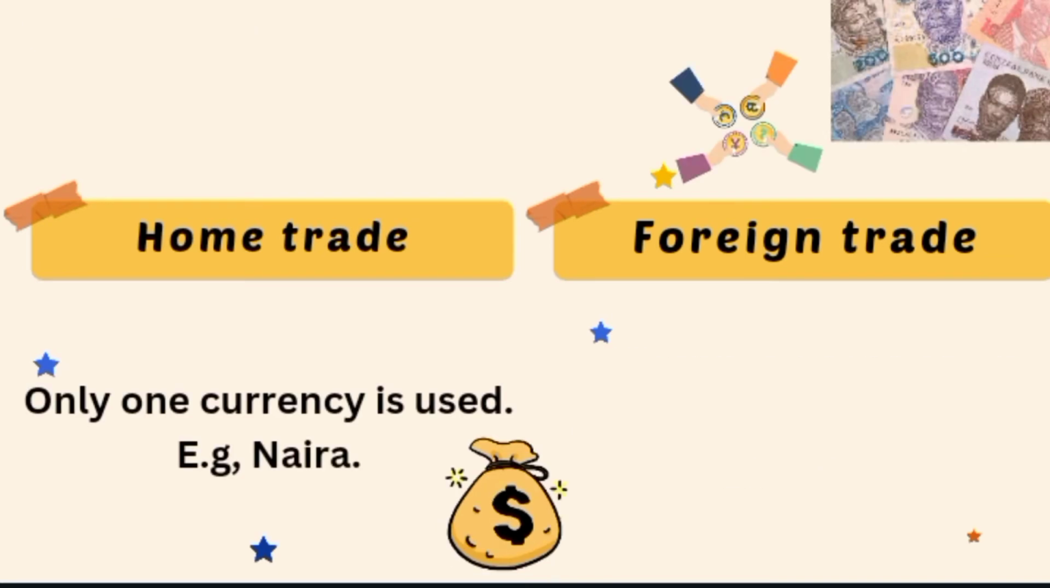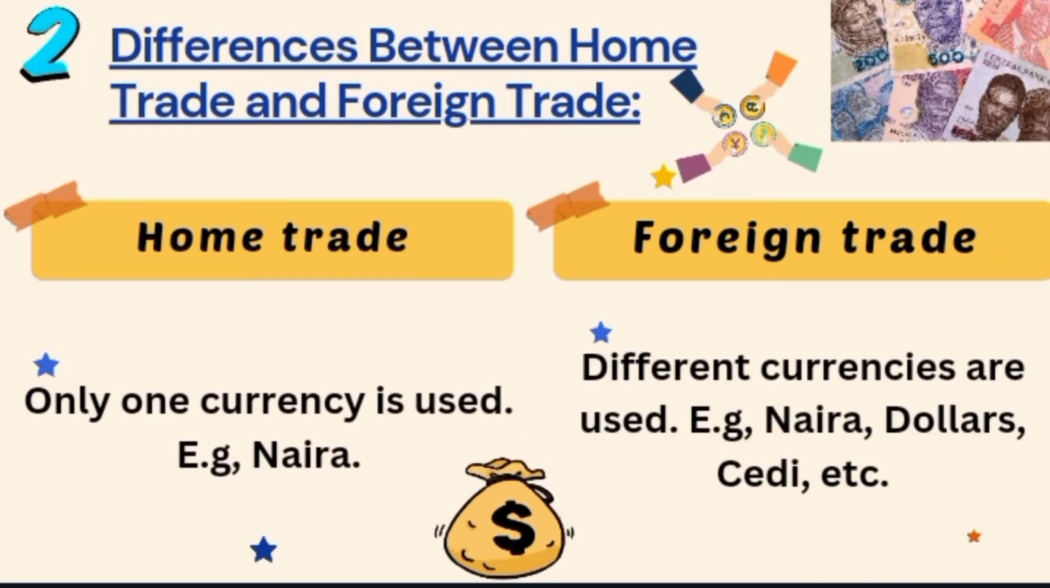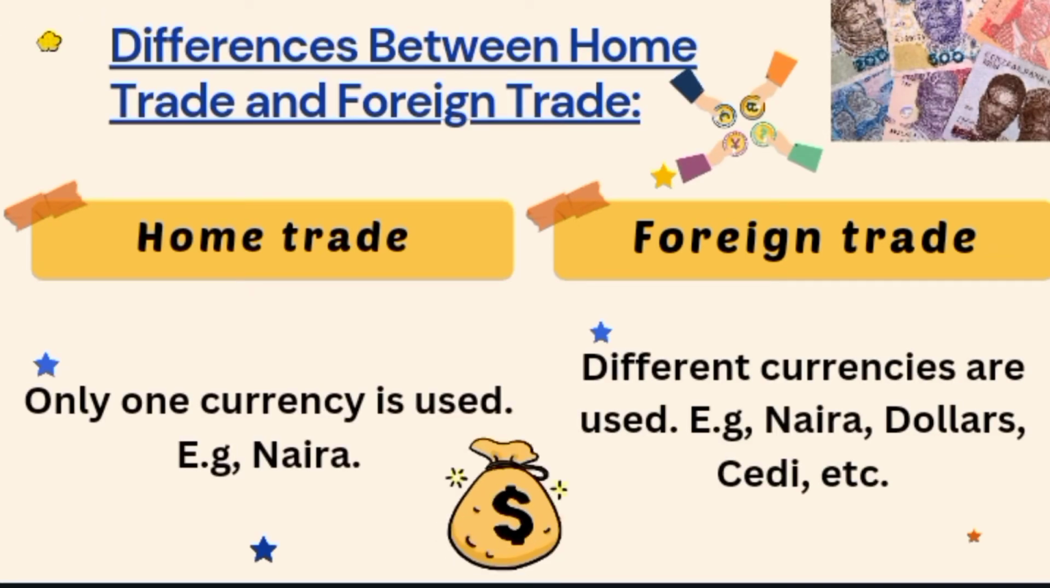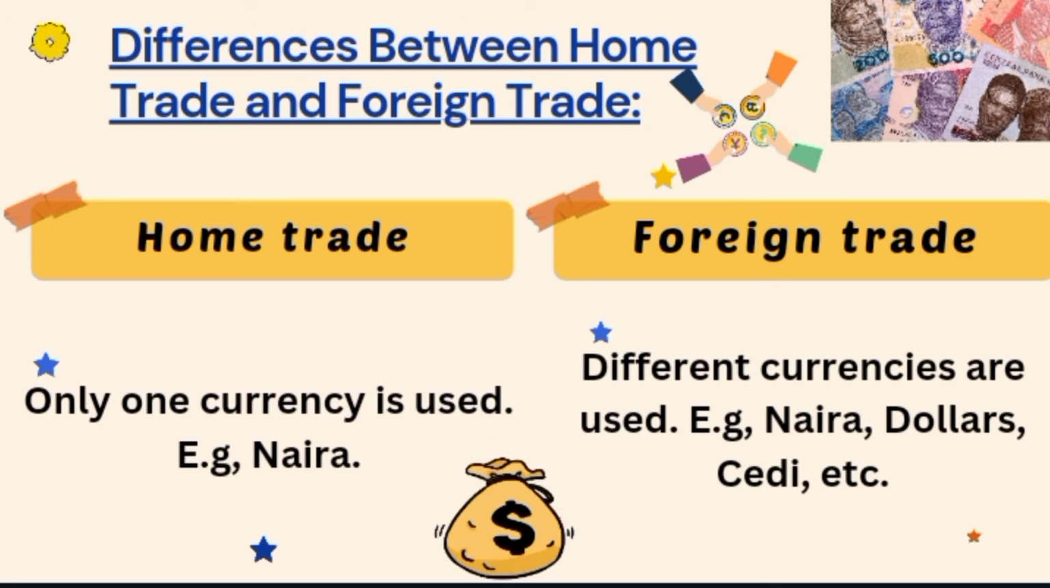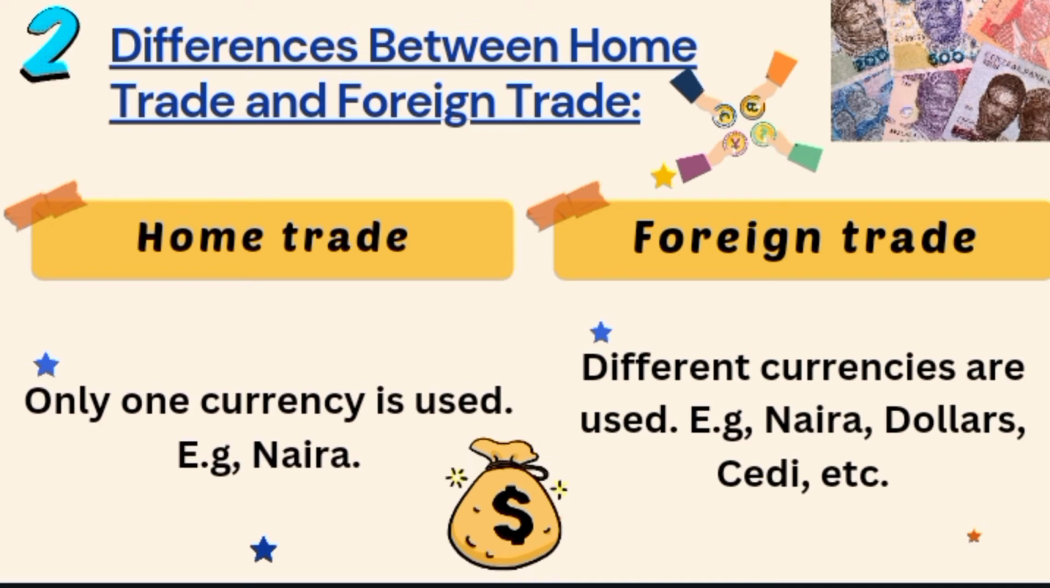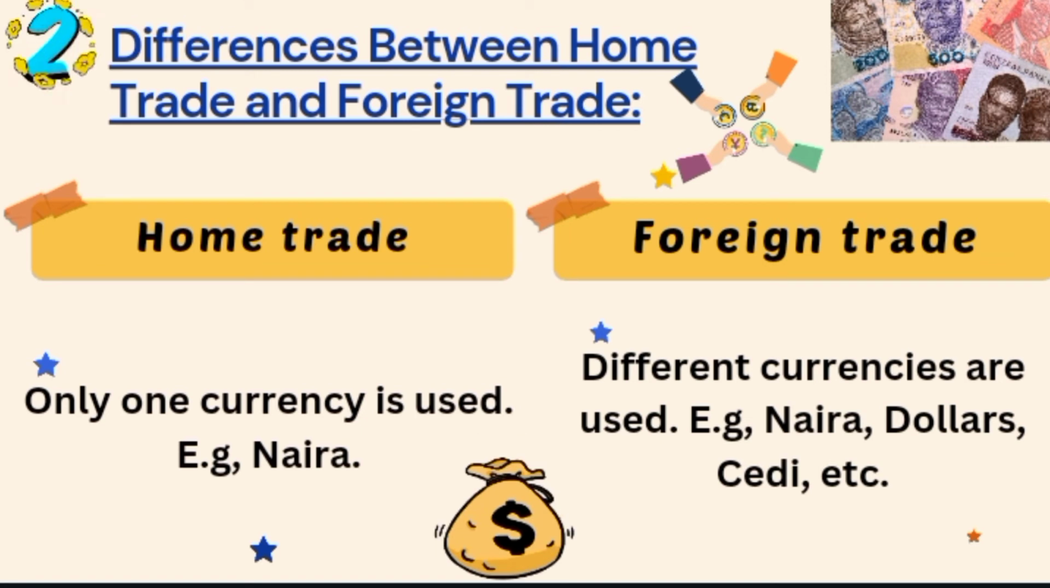Number two is that home trade involves only one currency. In home trade, one currency is used. In Nigeria, we use only naira to exchange goods and services, while in foreign trade, different currencies are used. We use naira, we use dollar, we use cedi, we use pounds, and so on and so forth.